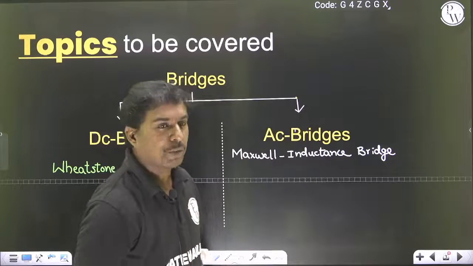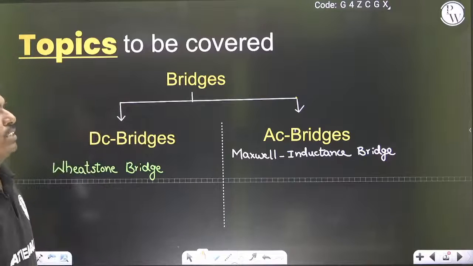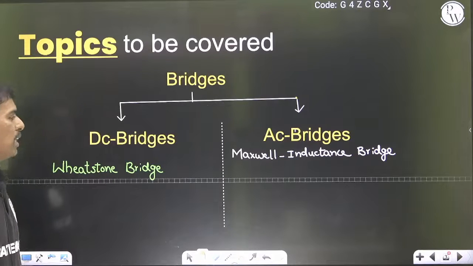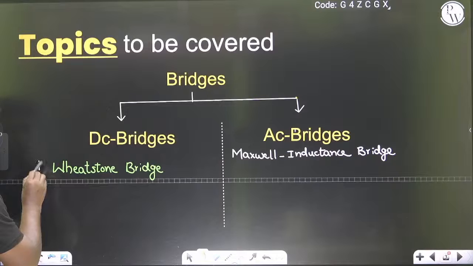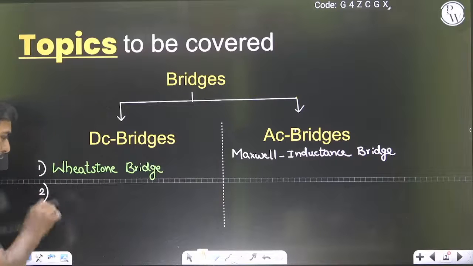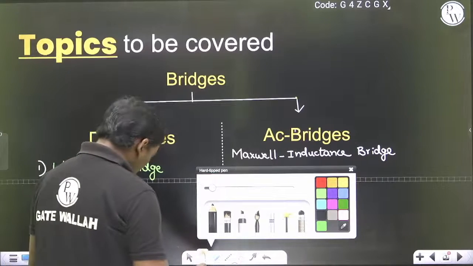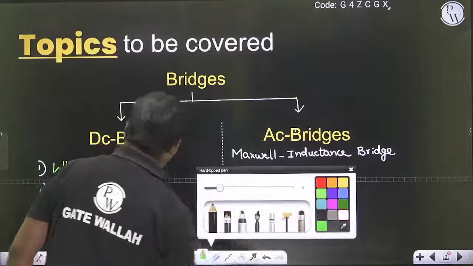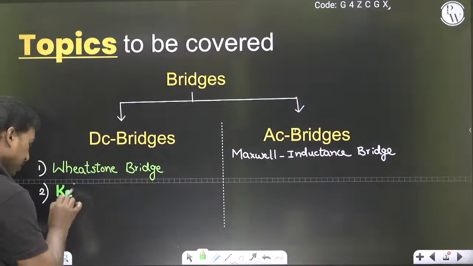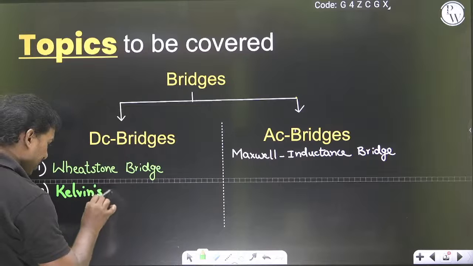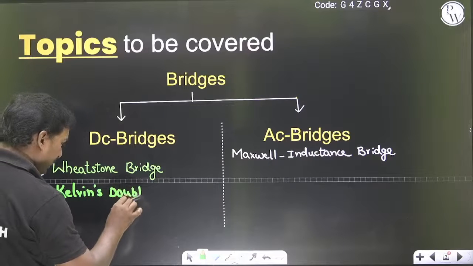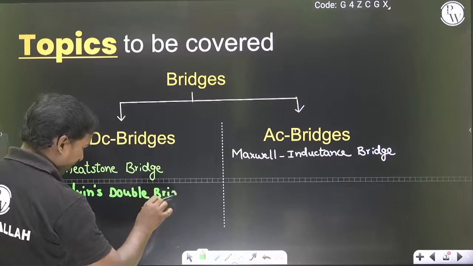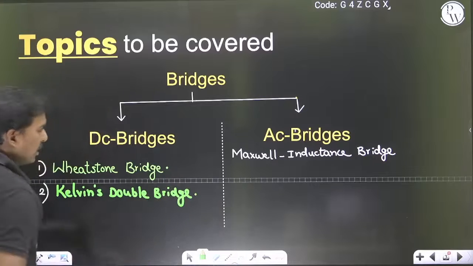Now I am continuing. Chalo, we are having the bridges, two types of bridges, DC bridges and AC bridges. In the DC bridge, we are having in the syllabus the Wheatstone bridge. Next, we are having the Maxwell bridge, Kelvin's bridge, Kelvin's double bridge. So these are the DC bridges.